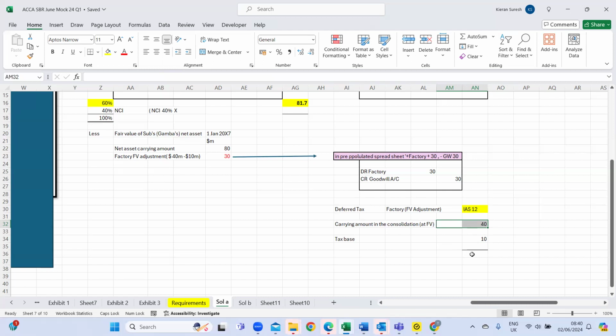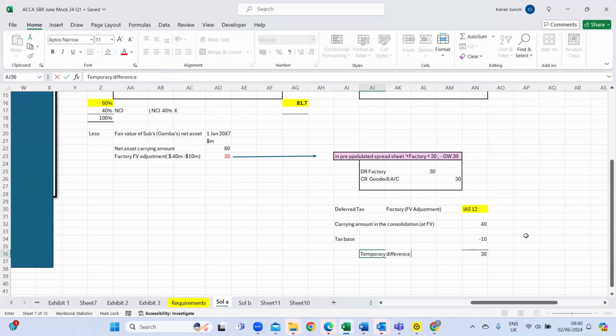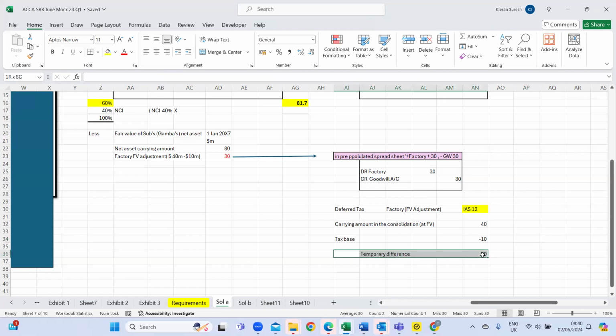So that extra 30 million, which is 40 minus 10, is known as the temporary difference, right? Now you need to understand this clearly. In this case, it is a temporary difference, yes, but what kind? In future we're going to pay tax, so it is a taxable temporary difference. I hope that's clear.